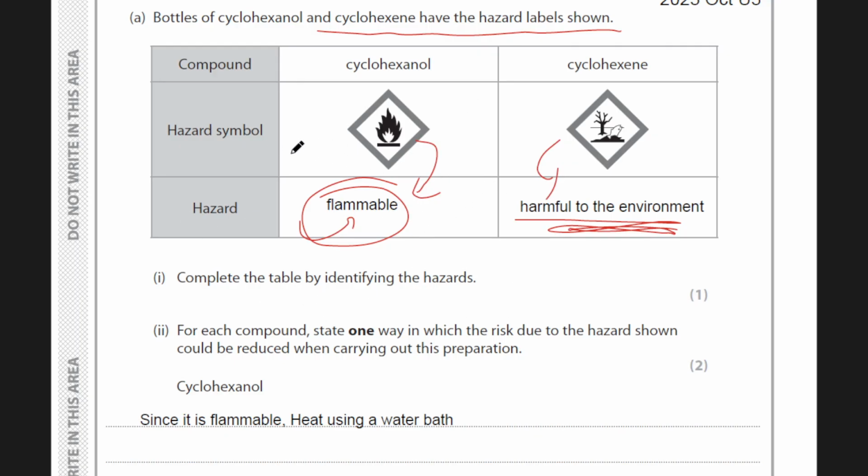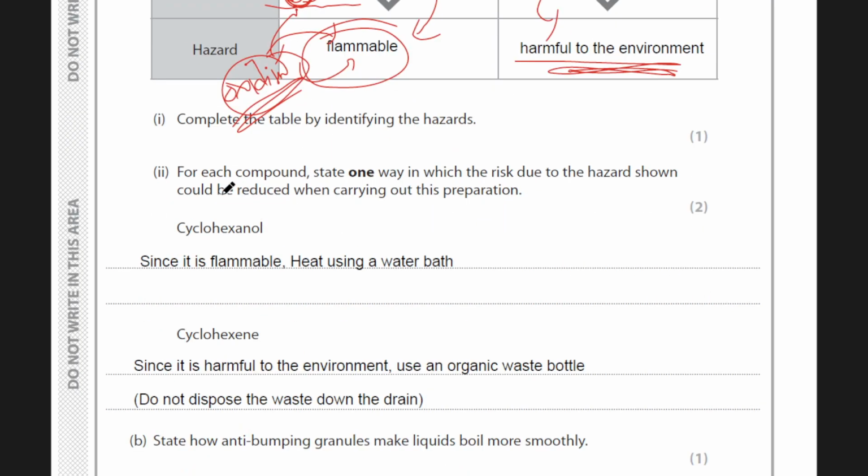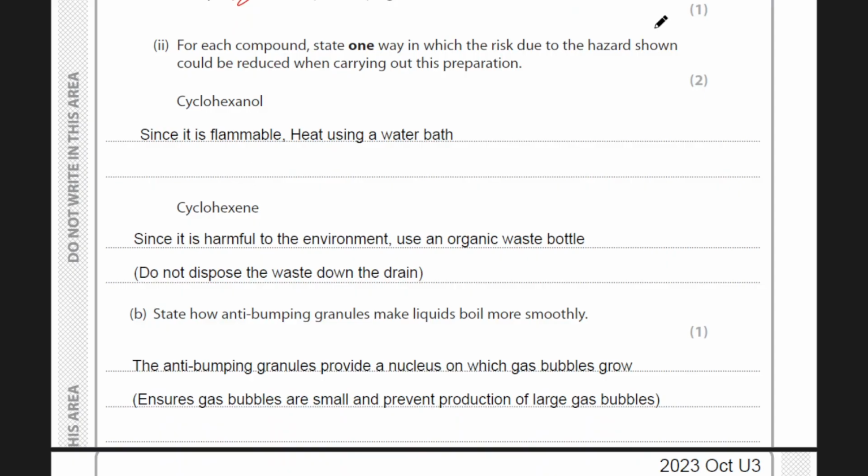Always remember that whenever there is a hazard symbol with fire and a circle at the center, that would be an oxidizing agent. The hazard would be oxidizing. It is not directly flame level, but it indicates that the agent on whose bottle the hazard symbol is provided is an oxidizing agent. Now, for each compound, state one way in which the risk due to the hazard shown could be reduced when carrying out the preparation.